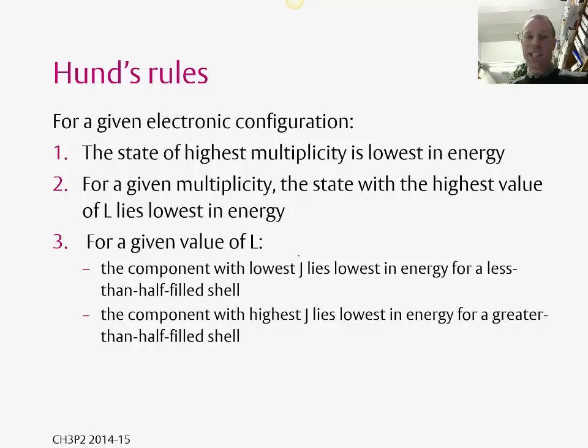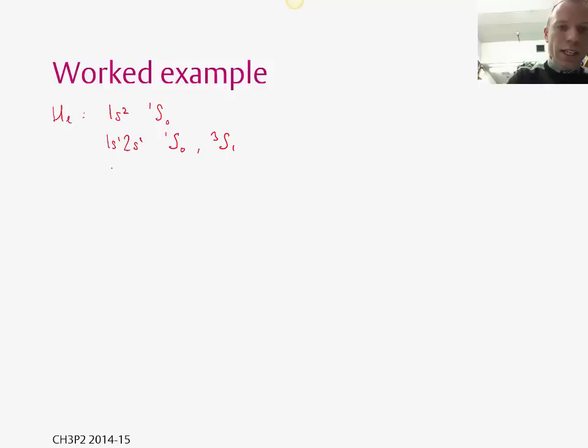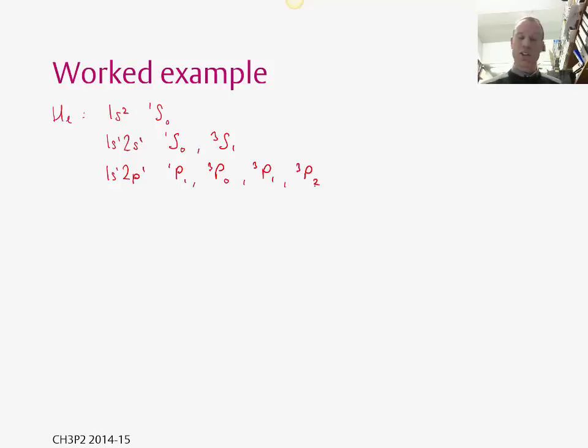Let's now see an example of how we do this. Again, let's look at helium. The low energy states of helium: we can have helium in the ground state, which gives us a singlet S0 state. We can have an excited state of helium, as we just did before, so we get a singlet S0 state and a triplet S1 state. If we now have a 1s1 2p1 configuration of helium, this gives us more states: a singlet P1, a triplet P0, a triplet P1 and a triplet P2. You could work all these out for yourself, which would be good, useful practice.